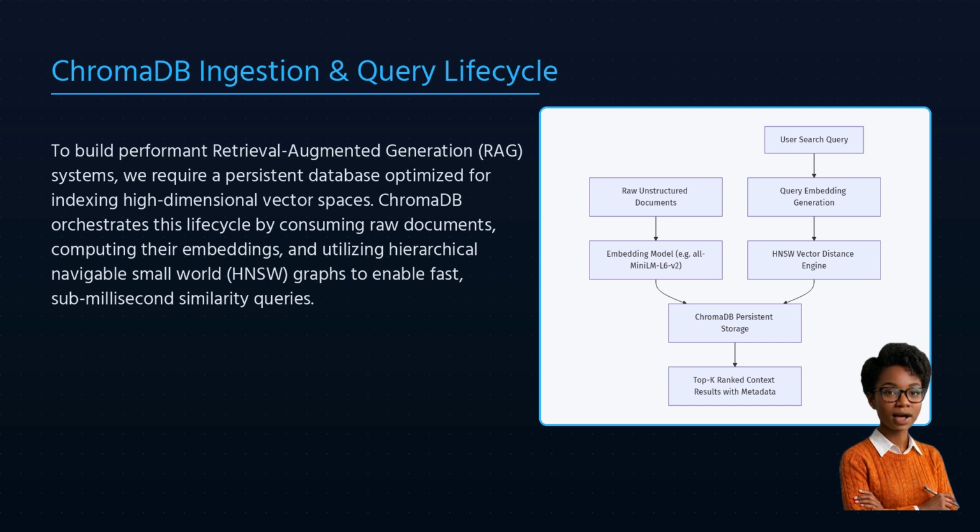In production AI applications, you cannot simply rely on in-memory arrays. You need a robust, scalable storage engine. ChromaDB solves this beautifully. As you can see in this architecture diagram, our system takes unstructured documents, runs them through an embedding model, and persists them inside an indexing engine using HNSW. Let's look at how query vectorization maps to this collection to retrieve highly relevant context.